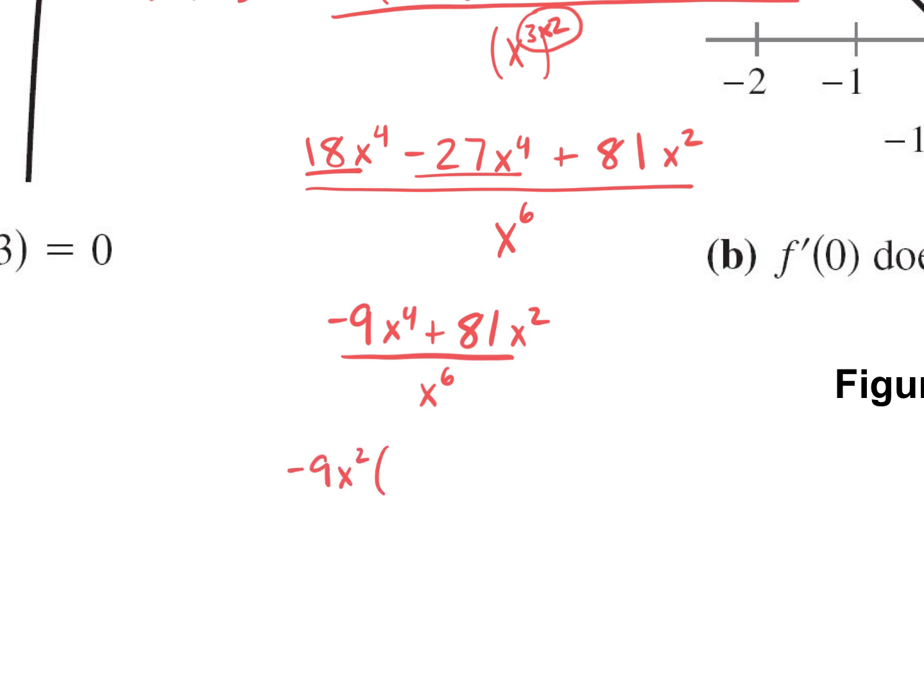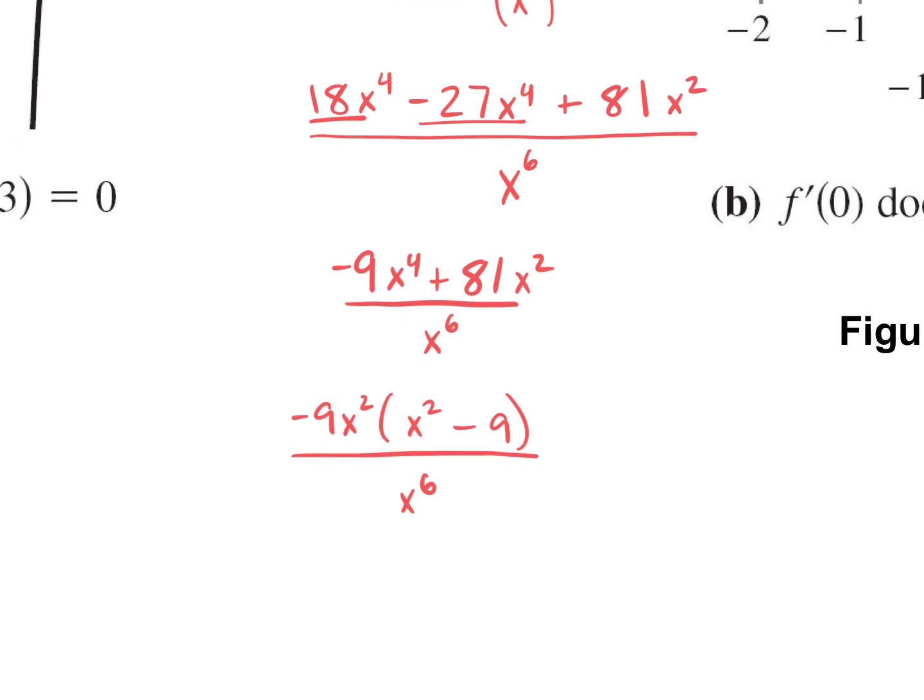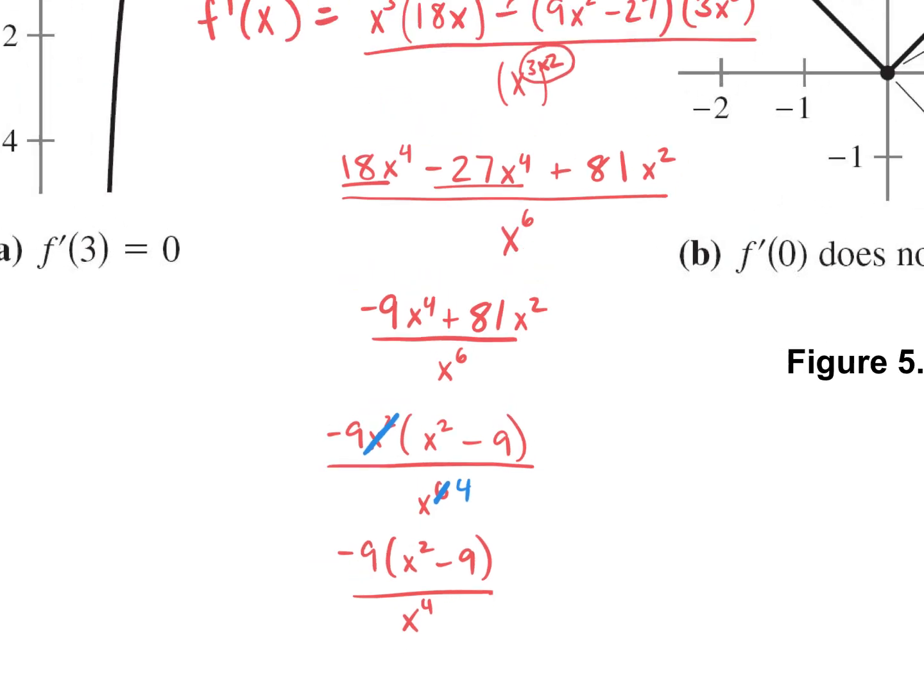Then we're left with x squared minus 9 over x to the 6. Can we simplify any more? x squared, we can take out 2 from the top and 2 from the bottom, so we'd be left with x to the fourth power on the bottom. So negative 9 times x squared minus 9 over x to the fourth power.